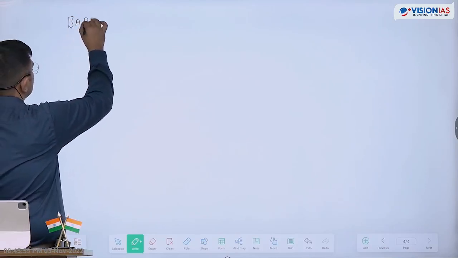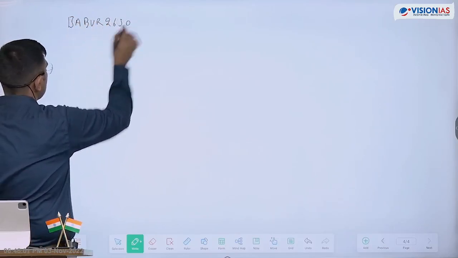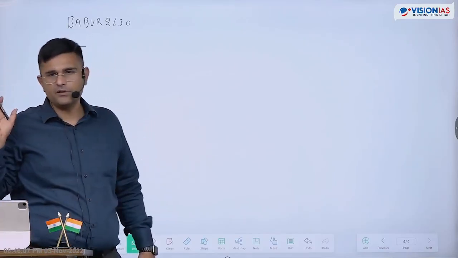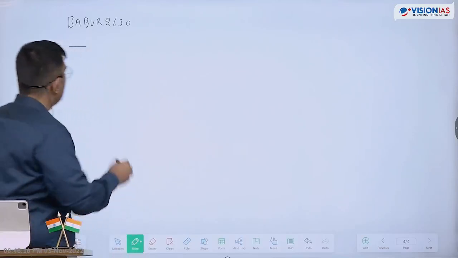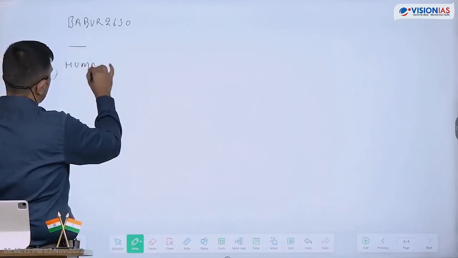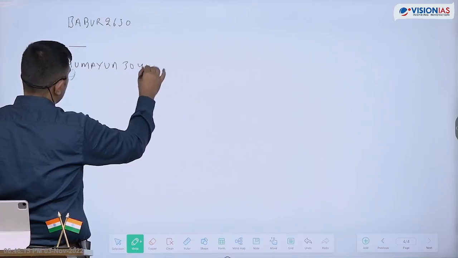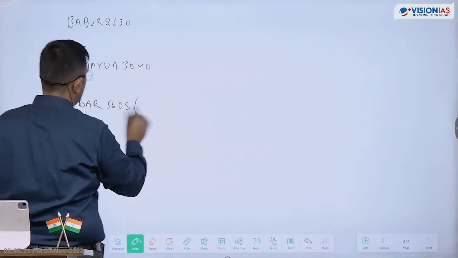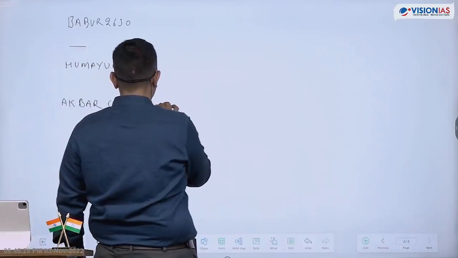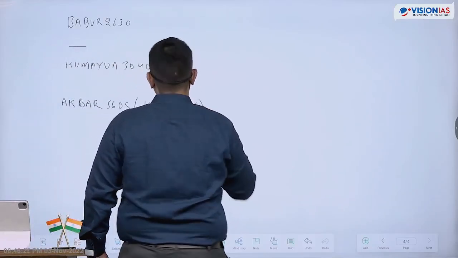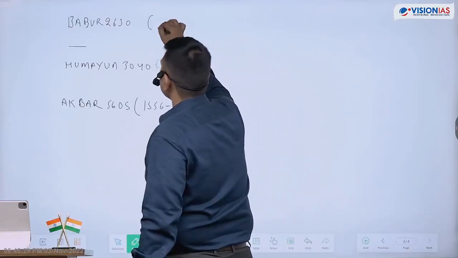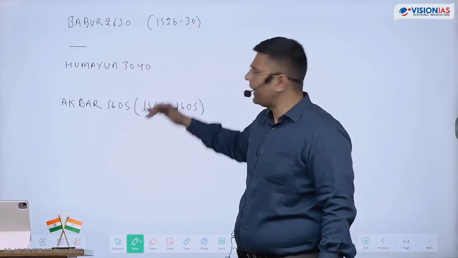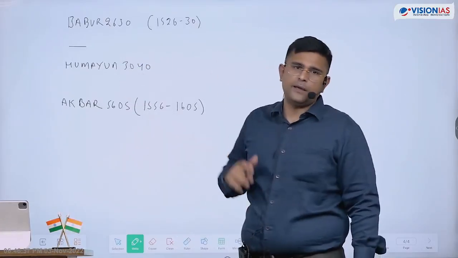That we'll write down Babur 2630, right? 1 line. So why is he important for MIS? He fought the first battle of Panipat and he established the Mughal Empire. That's it, right? Second, Humayun 3040. After that, Akbar 5605, and because there is change of century, we can write down 1556 to 1605. And therefore, now when we read, since he is the first one, we can write down 1526-30. So therefore, we know what is 3040, right? And so on and so forth, we'll write down the names of the emperors, right?